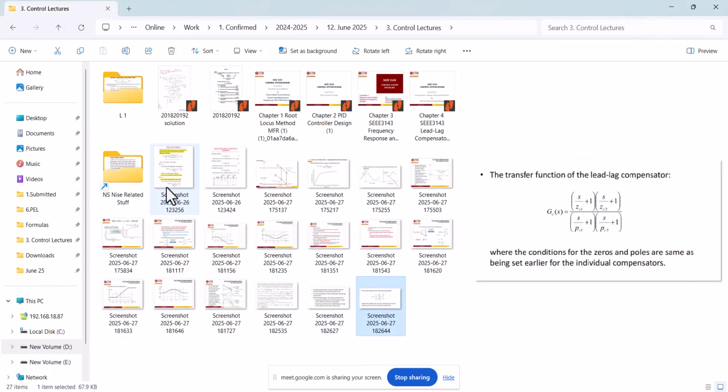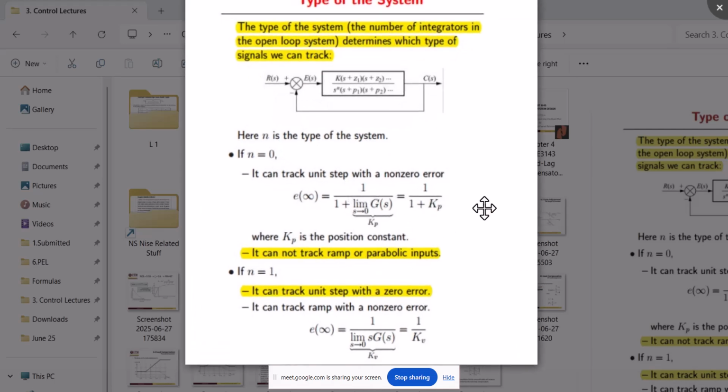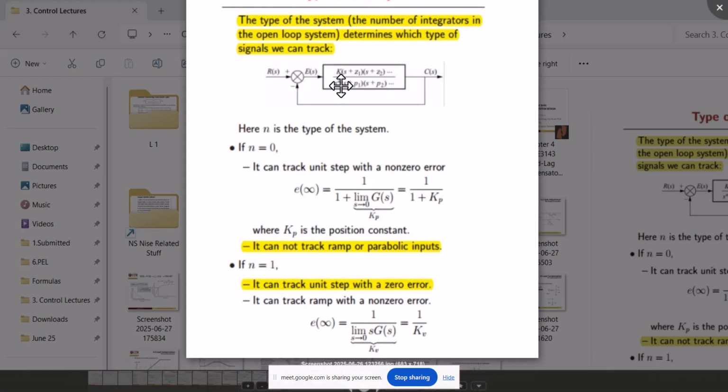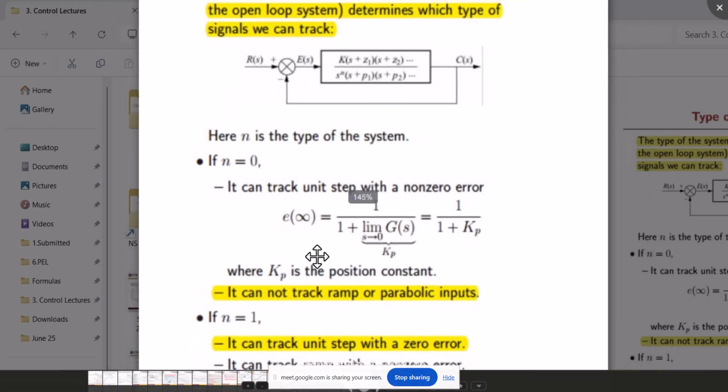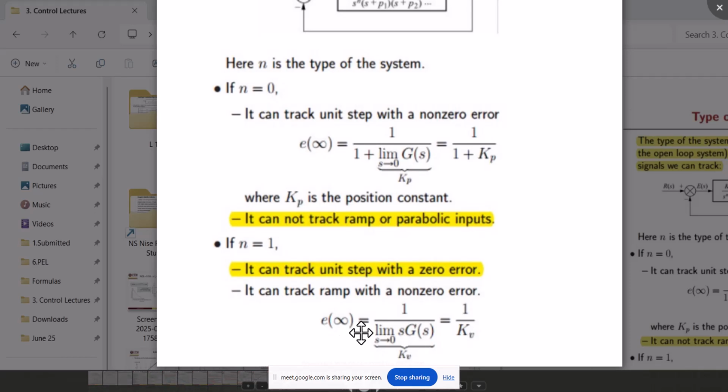I will tell you its formula. Yesterday we also did this. You can see the steady state error formula: 1 over 1 plus the limit as s approaches 0 of G(s), which is 1 over 1 plus Kp. This is type 0. Type 0 means there is no pure integrator in the plant, so there is no 1 over s term. For a type 1 system, if n is 1, meaning one integrator 1 over s here, then it will be the velocity constant. So the steady state error will be 1 over the limit as s approaches 0 of s times G(s). Here we have s into G(s) because this s will cancel the s of the integrator of G, and then we put s equal to 0 and we get the term Kv.